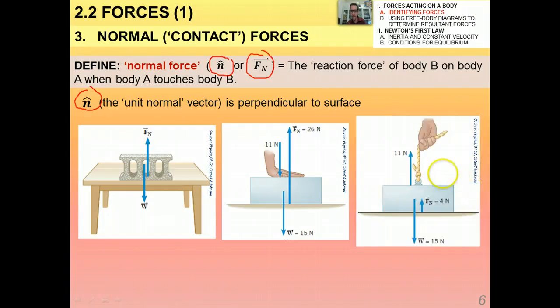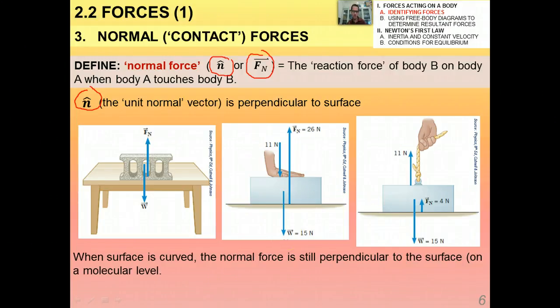If I were to lift up on the block, again, the normal force would then change. If I lift up with 11 newtons, then it means that the normal force is actually 4. Now, if I lift up with, say, 16 newtons, there is no normal force because the contact between the cinder block and the tabletop has been lost. When the surface is curved, the normal force is still perpendicular to the surface on a molecular level.